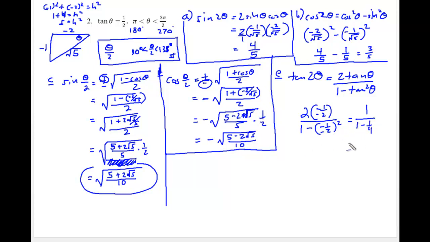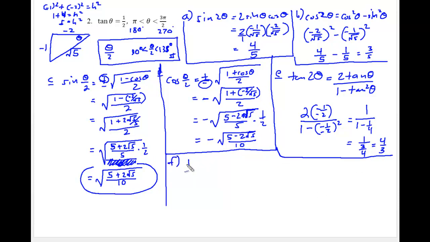So what we have is 1 over 1 minus 1/4, which is 3/4. So 1 divided by 3/4 is like taking the reciprocal of that, which is 4/3. Or you can skip, flip, multiply. 1 times 4/3 is 4/3. So part E is a nice break before the storm of part F.